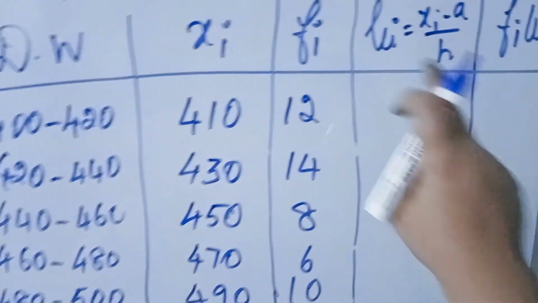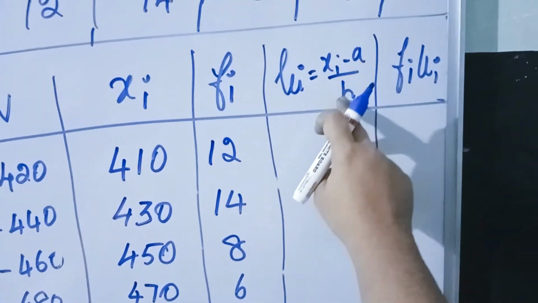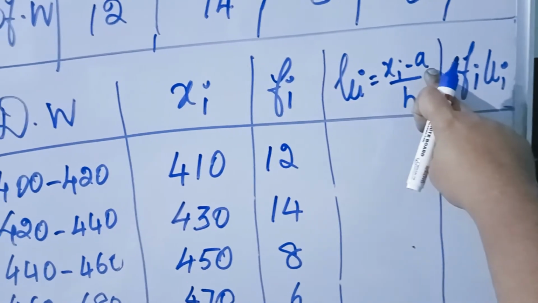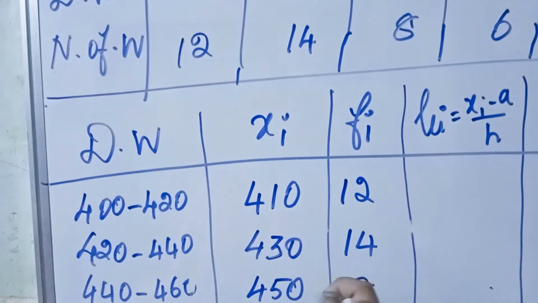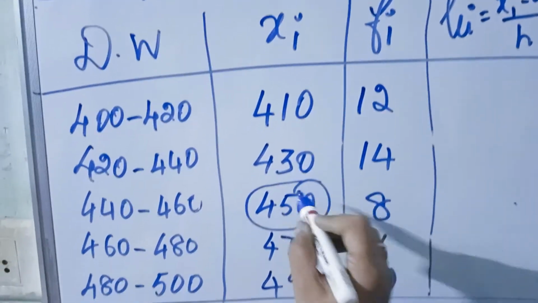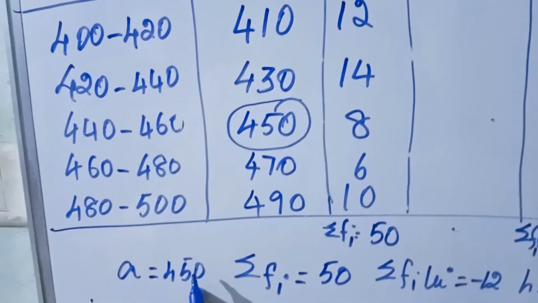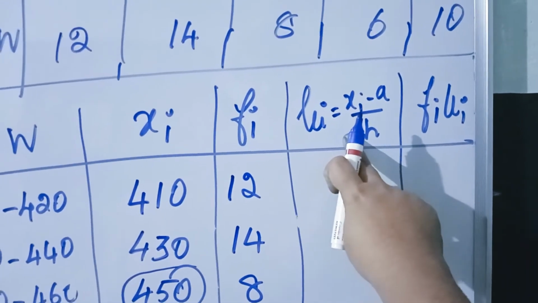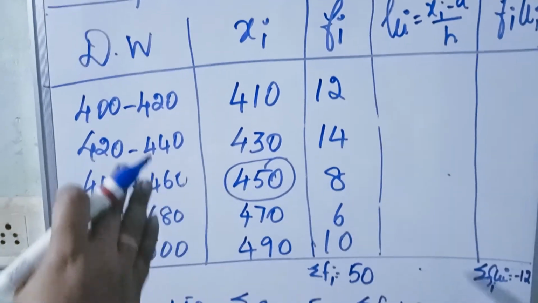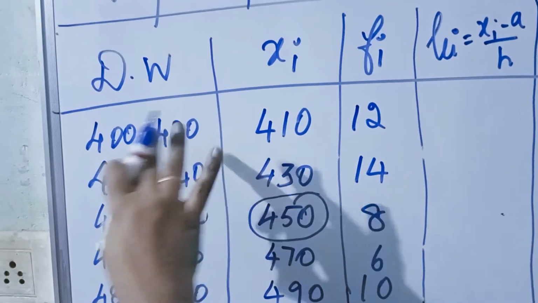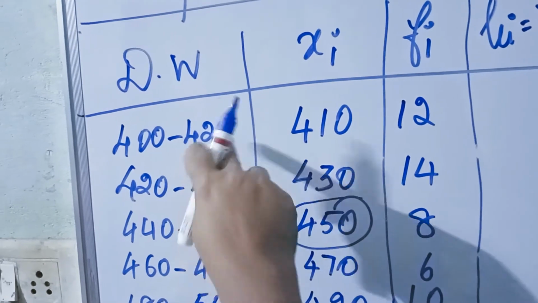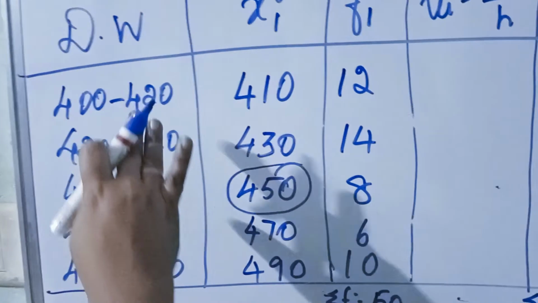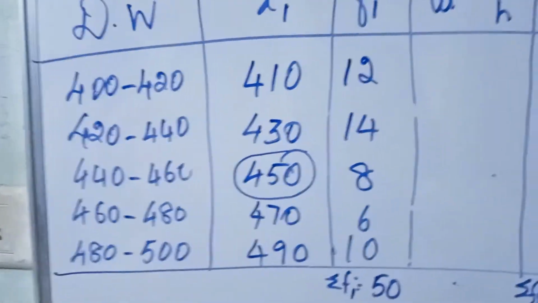Now we are going to find ui. ui equals xi minus a divided by h is the formula. First we have to select the a value, which you already know. We select the middle value of xi, that is 450. So a equals 450. Now h, I told you, means class size. What is class size? The difference between upper limit and lower limit. What is the difference here? 20. In each interval 20 is the difference. So that is our h value.